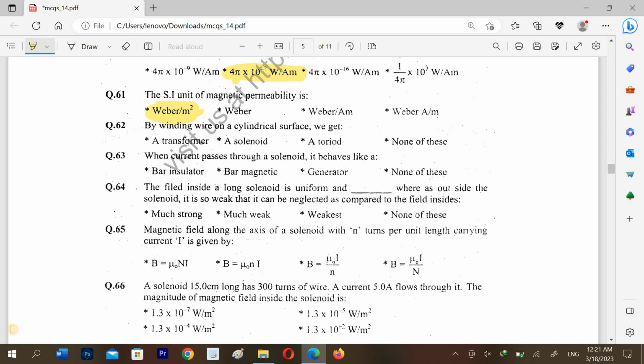By winding wire on a cylindrical surface we get a solenoid. When current passes through a solenoid, it behaves like a bar magnet.